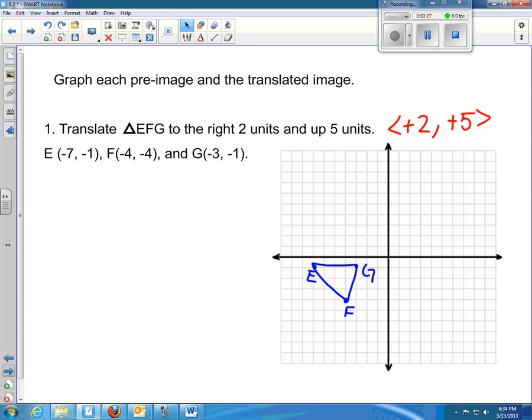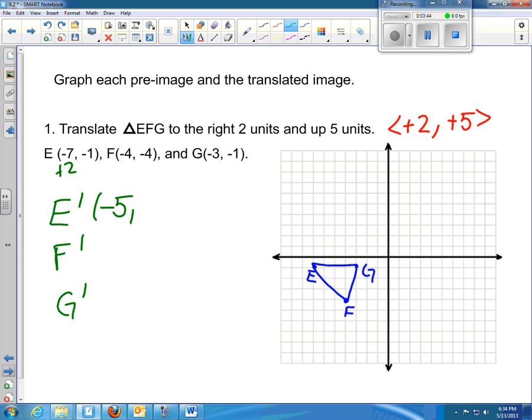Now we're going to create our new image, and it's going to be E prime, F prime, and G prime. And so what we're going to do to our new point is take that -7 and add 2 to it. So that's going to give us -5. That's this x part here. So let's go ahead and do it to all of our x coordinates. -4 plus 2 gives us -2. And G, -3 plus 2 gives us -1.